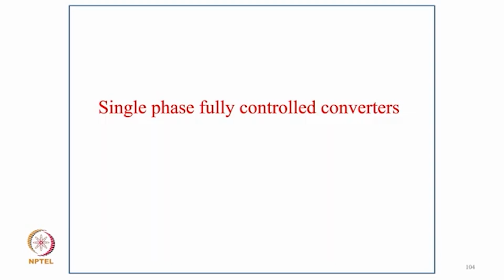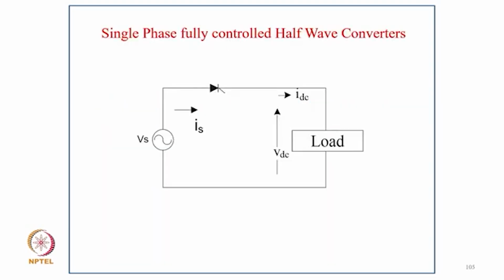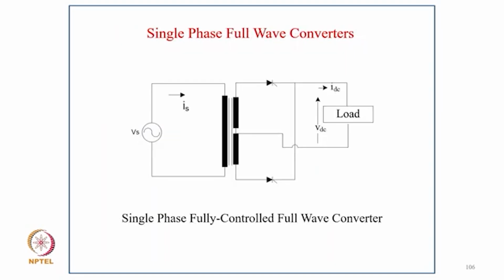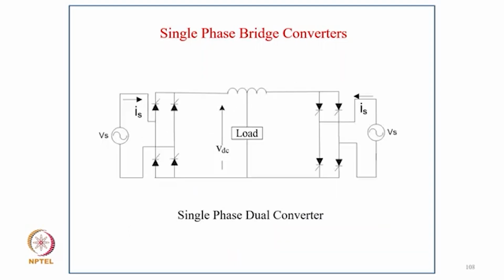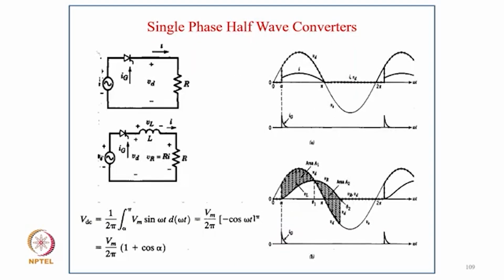Now coming to single phase fully controlled converter. This is a single phase fully controlled half wave converter. This is a single phase full wave converter, this is a single phase bridge converter, and this is a single phase dual converter. Taking a single phase half wave converter, you can clearly see with the resistive load and the inductive load how the waveforms are there.